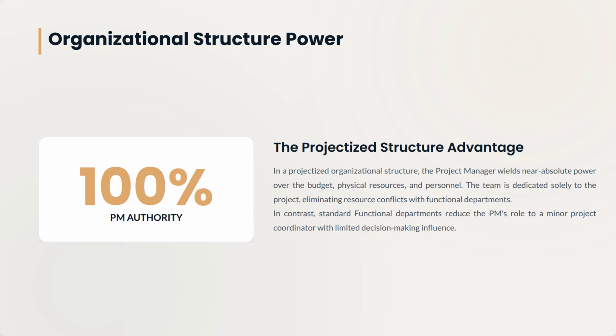Example: at a heavily projectized tech company like Spotify, squads are built around specific features. The squad leads have near total authority over their product, features, budgets, and engineering time. At a traditional bank with a strict functional hierarchy, a project manager might have to beg three department heads just to get a developer for 2 hours a week.